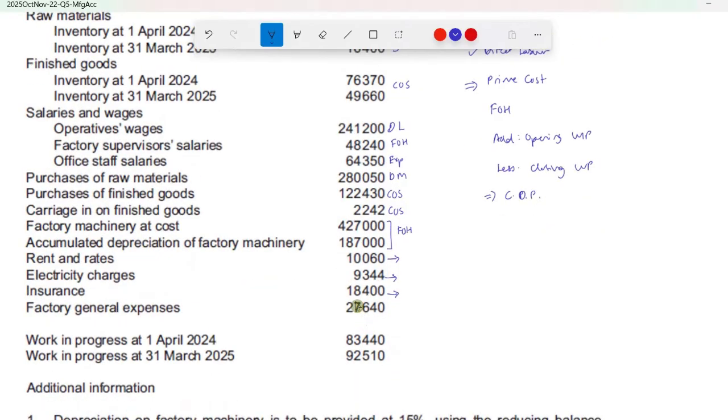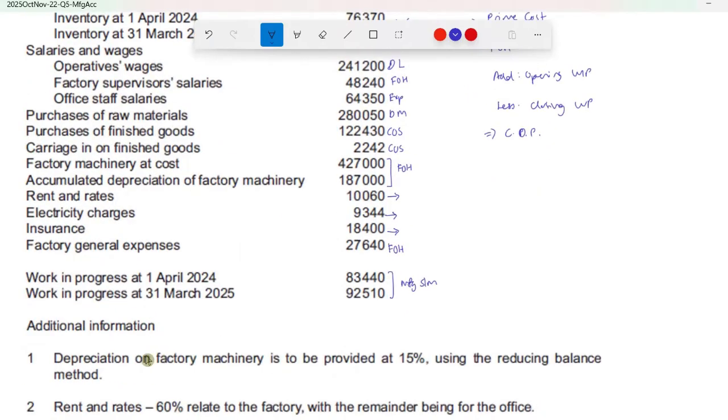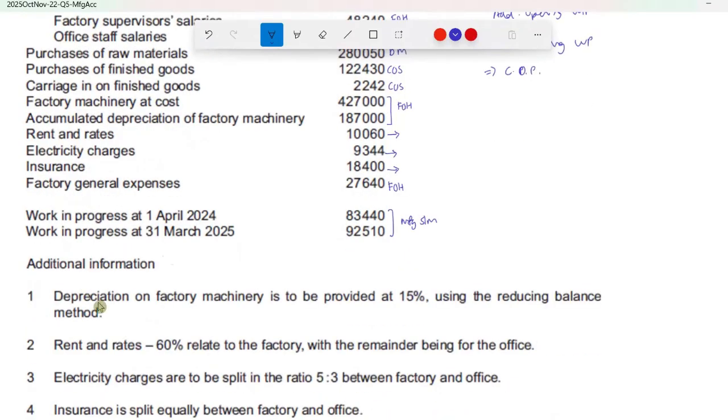Factory general expenses. This is obviously about factory overhead, right? Work in progress opening and closing. We will need it later on here. After factory overhead matters are tabulated, you have opening work in process added, then minus closing work in process. Right, so this one will be in the manufacturing statement. Okay, let's read additional information one.